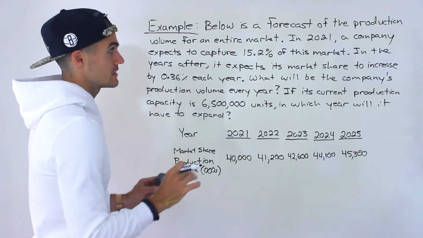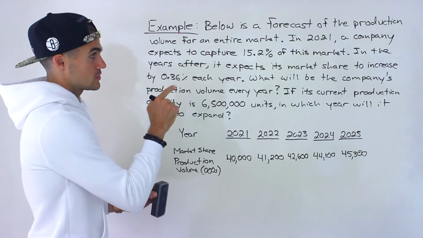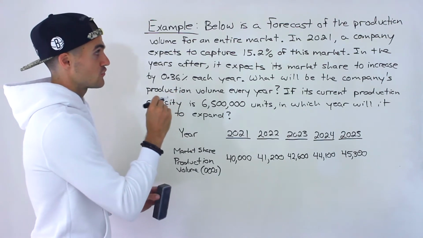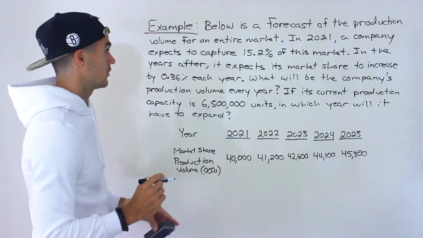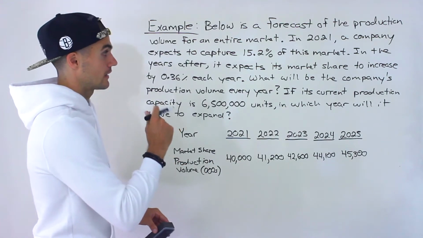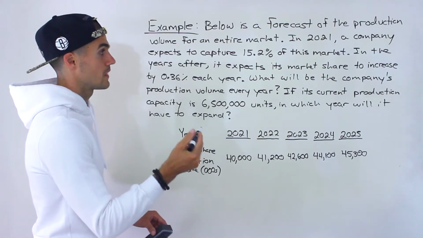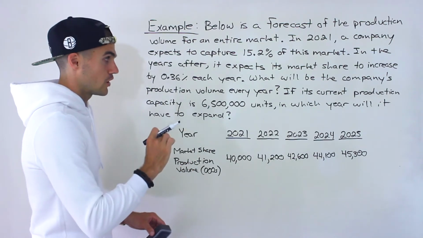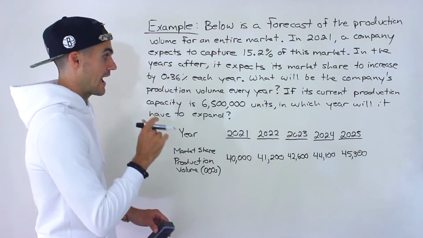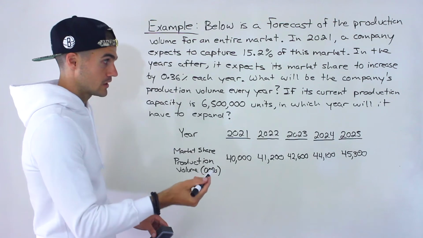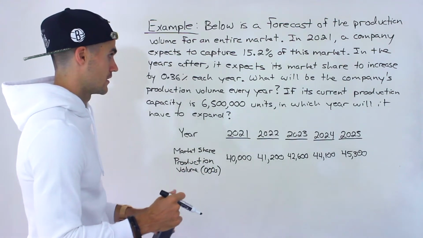And what's happening is there's a company within this market, and in 2021, that company expects to capture 15.2% of this market, of this production volume. And then in the years after, it expects its market share to increase by 0.36% each year. What will be the company's production volume every year? And if its current production capacity is 6.5 million units, in which year will it have to expand?